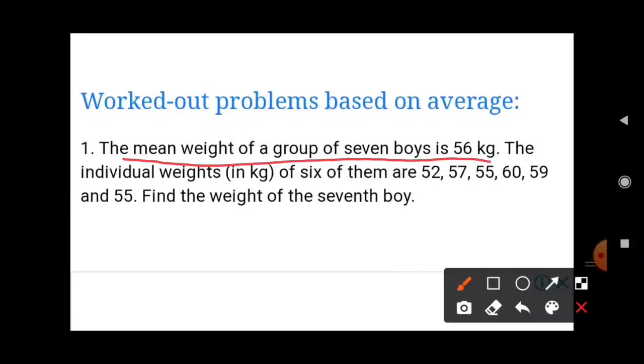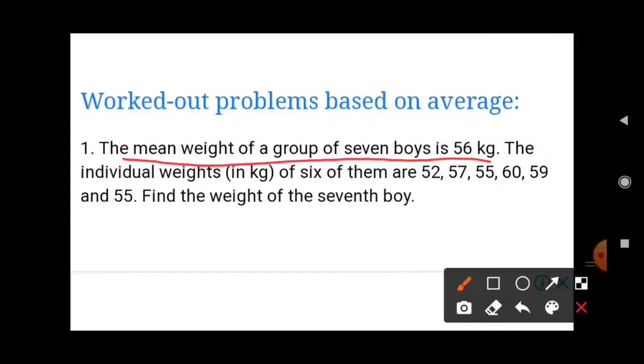Since the line says that the mean weight of a group of 7 boys is 56 kg, and mean weight means the average, the average weight of 7 boys is 56 kg, meaning each of the boys should be 56 kgs. If that is so, then no problem, but it is saying that their weights are different. So here 6 values are given and we are asked to find the 7th one.